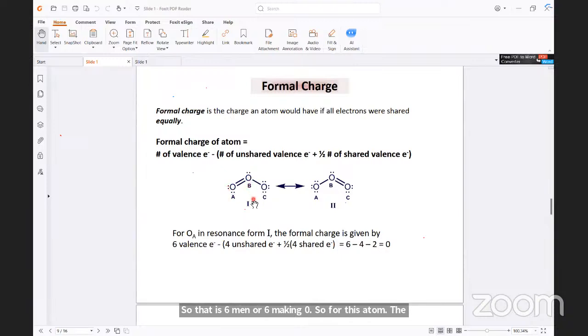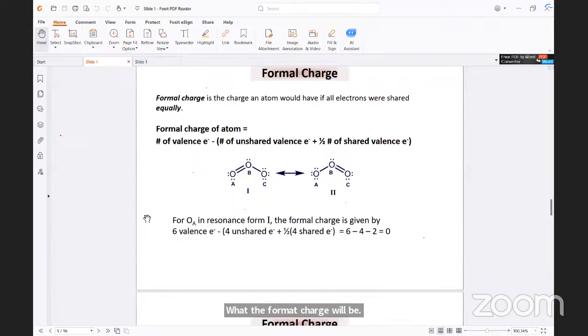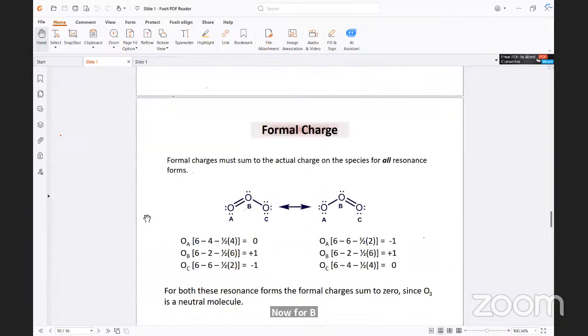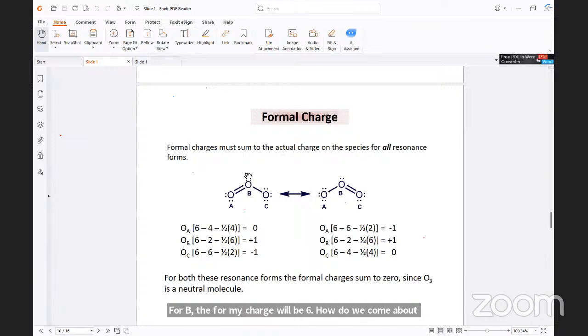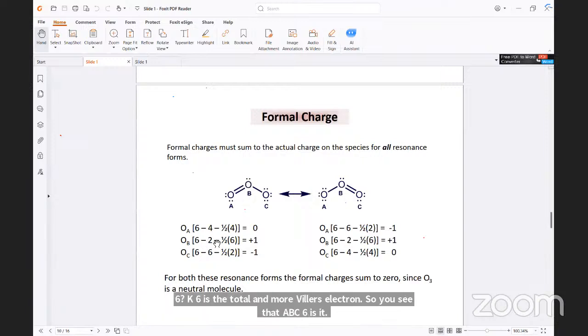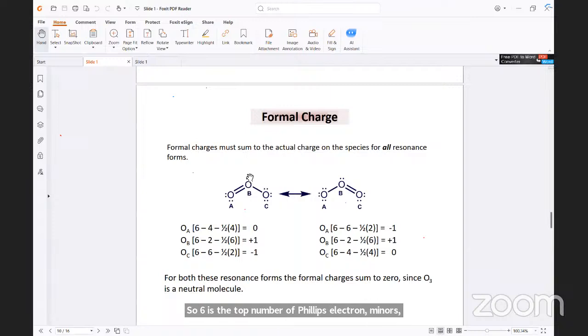Now for B, let me go to the next slide for you to see what the formal charge will be. For B, we start with 6. How do we come about 6? 6 is the total number of valence electrons. So 6, the total number of valence electrons, minus, in brackets, the unshared electrons, which is 2, plus half of the shared electrons. So this is 1, 2, 3, making 6 shared electrons. So you have this.